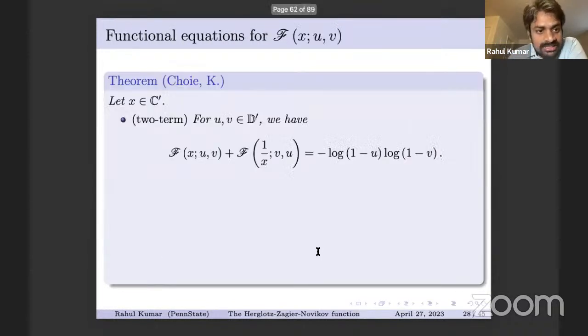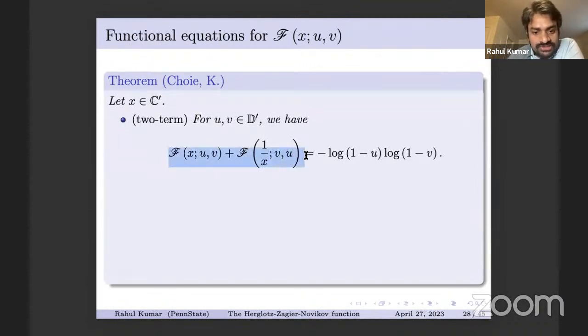The most important properties are, the first question was, does this function satisfy 2-term and 3-term functional equations? Because it has 2 extra parameters in comparison to the Herglotz function. The Herglotz function has just x, but now it has u and v also. So you have 3 parameters. So can you get 2-term and 3-term? It is possible to get 2-term and 3-term.